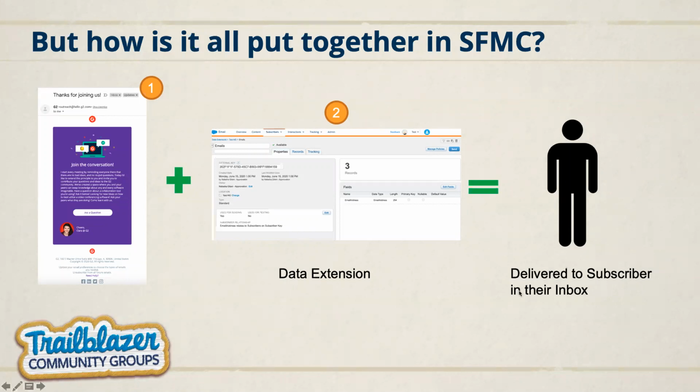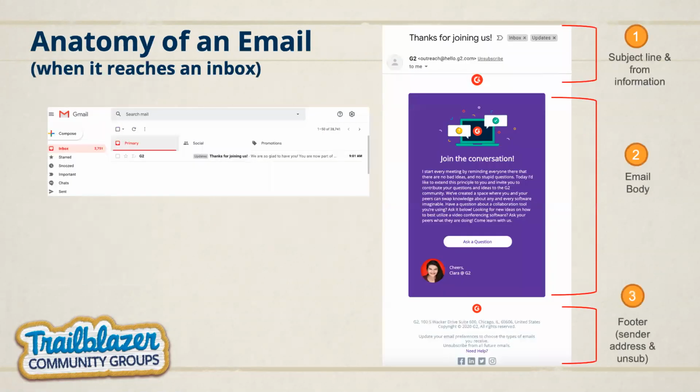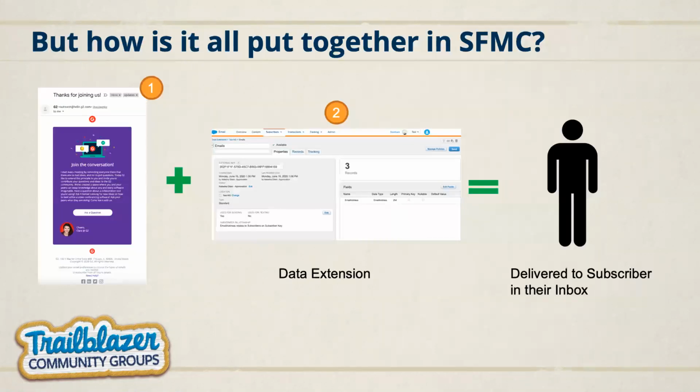In this case, I've got a table in Marketing Cloud. The table only has one field. That field is email address. So I'm a G2 marketer again. I'll build my email and I'm saying, I want to send this email to the records, the subscribers, in this data extension. And then that email will go out. It'll be delivered to the subscriber in their mailbox, which is this situation here. That's what's happened. So again, super simple, very high level.